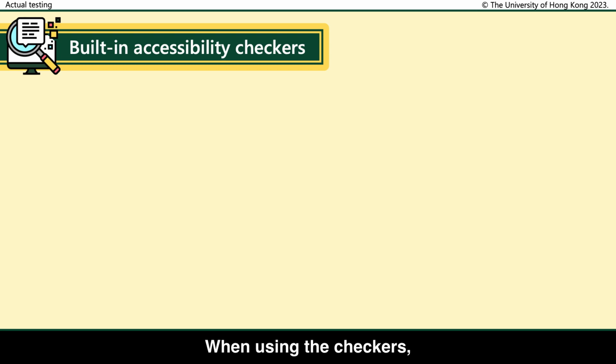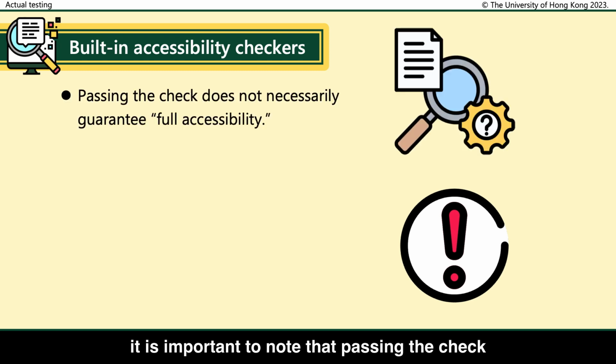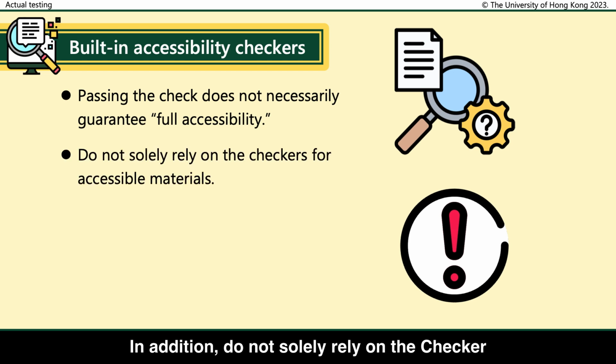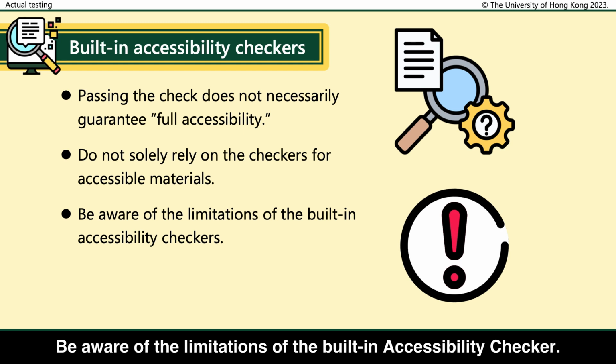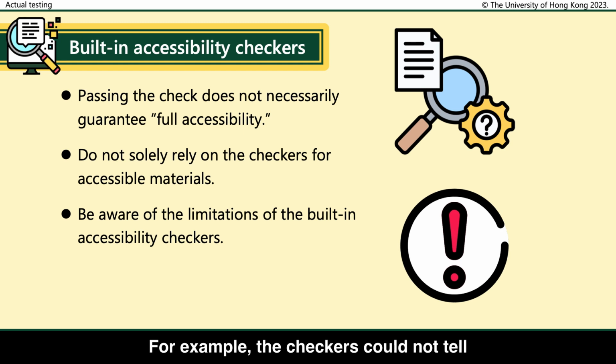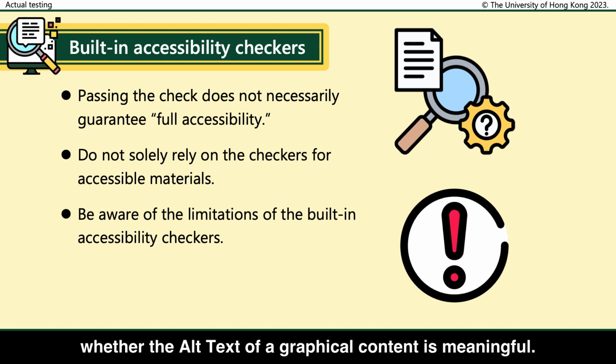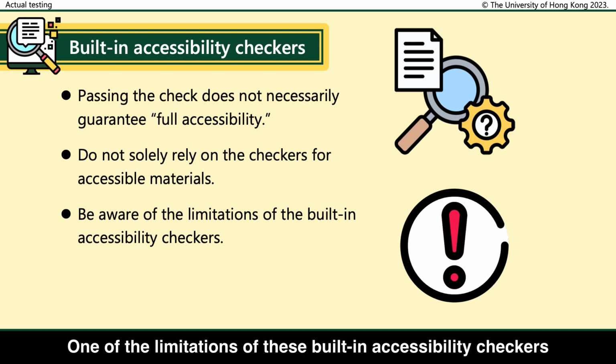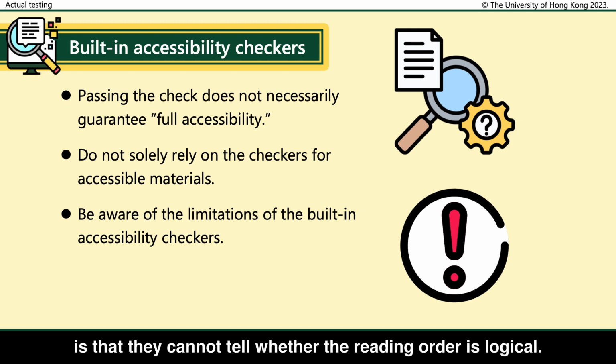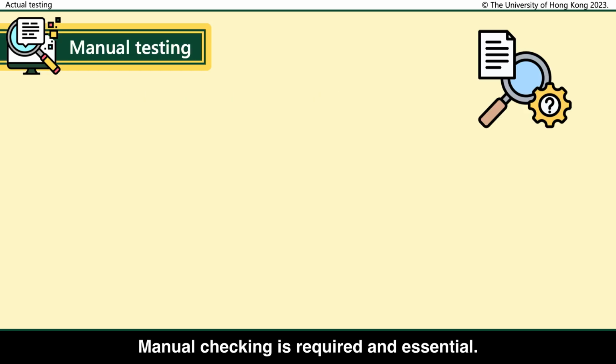When using the checkers, it is important to note that passing the check does not necessarily guarantee full accessibility, but failing the check would mean there are some inaccessible features that need to be addressed. In addition, do not solely rely on the checker for accessible materials. Be aware of the limitations of the built-in accessibility checker. For example, the checkers cannot tell whether the alt text of a graphical content is meaningful. One of the limitations of these built-in accessibility checkers is that they cannot tell whether the reading order is logical. Manual checking is required and essential.